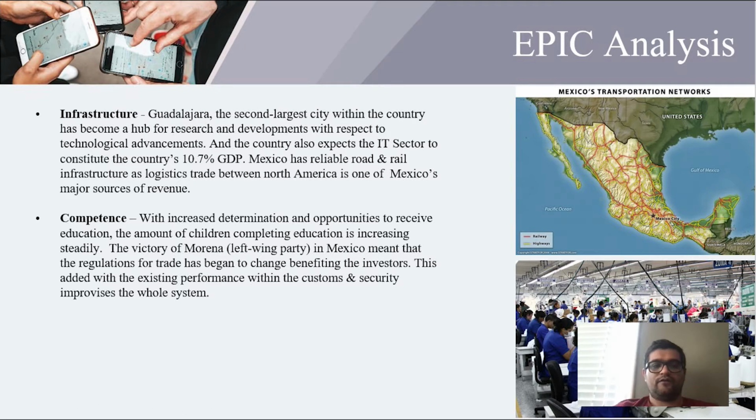Competence. With increased determination and opportunities to receive education, the number of children completing education is increasing steadily. The victory of the Morena left-wing party in Mexico meant that the regulation of trade has begun to change, which benefits the investors. This, added to the existing performance within the country, means that customs and security improve the whole system.